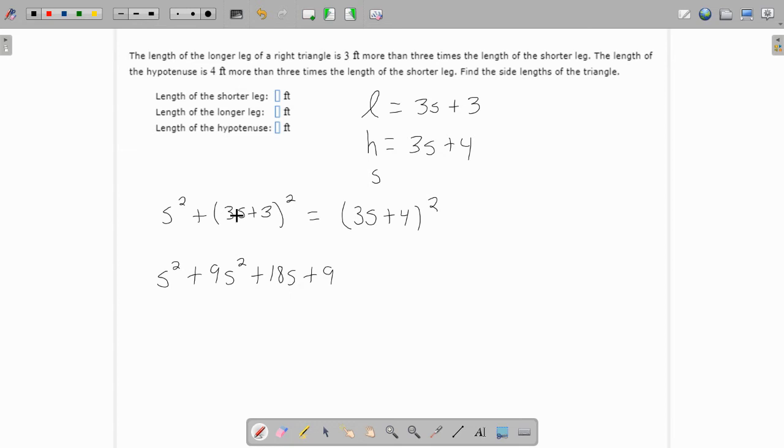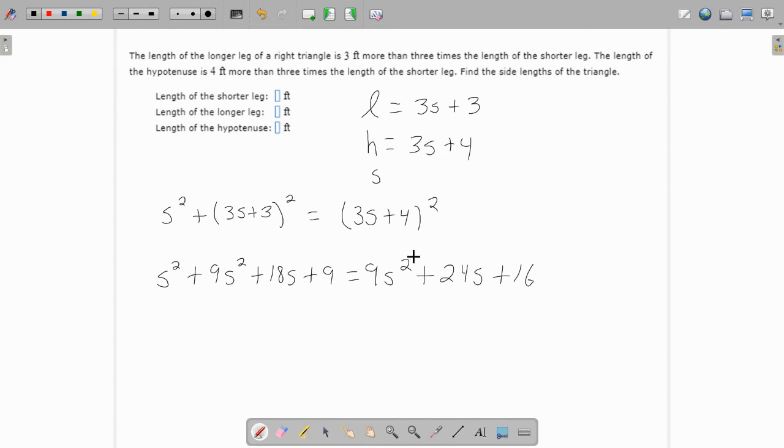Okay, because 3s times 3 is 9s, and then 3s times 3 is 9s, which gives you the 18s. And here we're going to get 9s squared, 3s times 3s. 3s times 4 is 12s, and then we have two of them, so 24s. And 4 times 4 is 16.